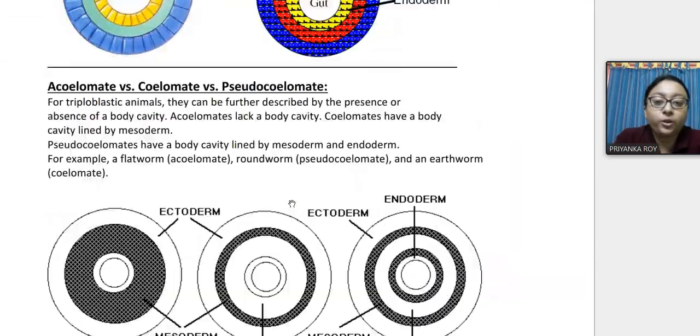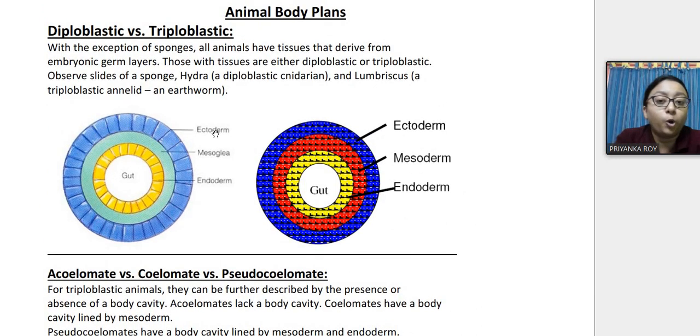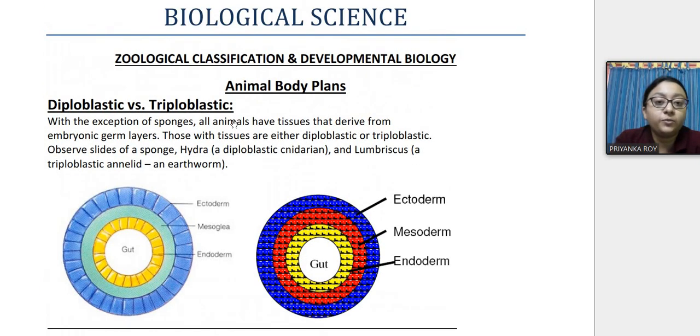Now another thing is very important over here, the concept of body layers or the tissue layers that are present in our body. There are three terms associated with our body layers: ectoderm, mesoderm and endoderm. Ectoderm is obviously the outer layer, mesoderm is the middle layer, and endoderm is the innermost layer. So when an organism has all these three layers, then we call it a triploblastic organism. And when an organism lacks the mesoderm, then we call it a diploblastic organism.